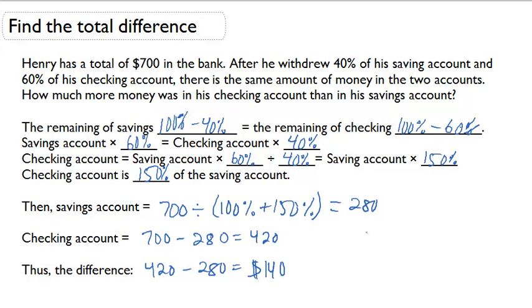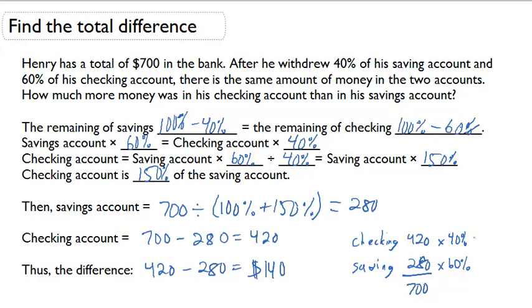Let's check our answer. If the checking account started off with 420 and the savings account started off with 280, that means they would in total be the 700 that we said in the beginning of the problem. Now, the checking account times 40%, which was the remaining amount, and the savings account times 60%, which was that remaining amount, those should end up being equal.